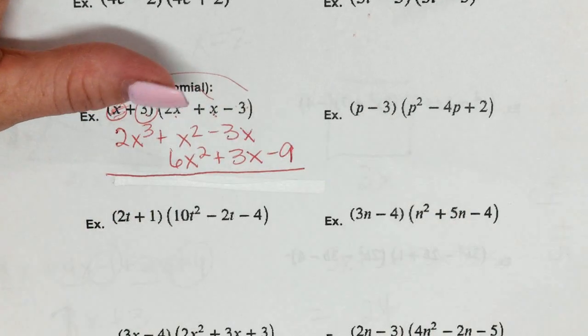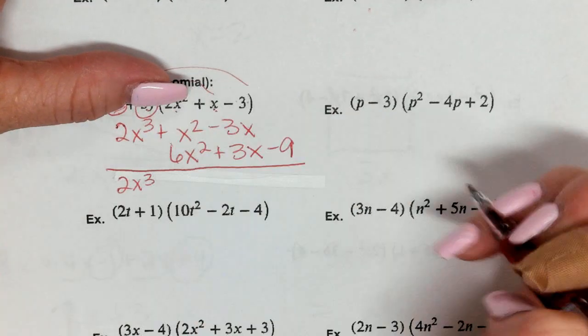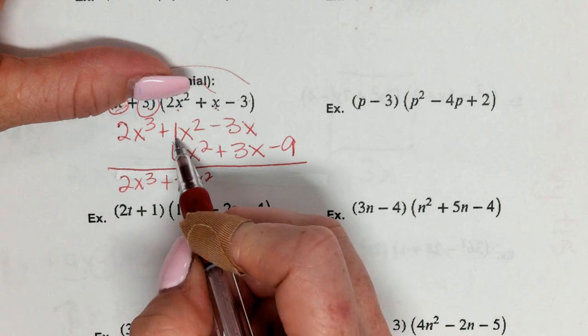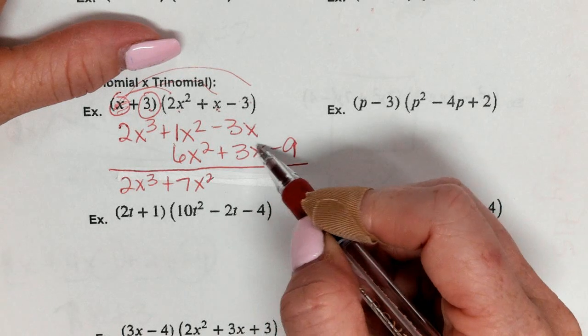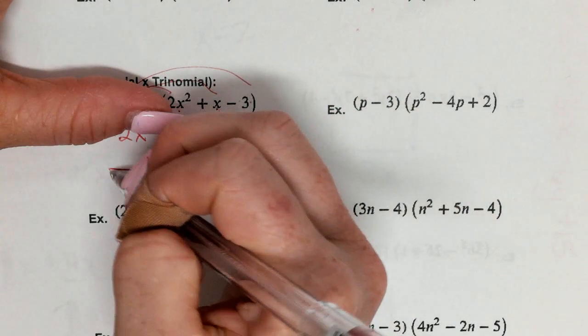Now add your terms together. Combine your like terms. So I have 2x cubed plus 7x squared, because this has a coefficient of 1. What happened to these x's? They're gone. And then minus 9.